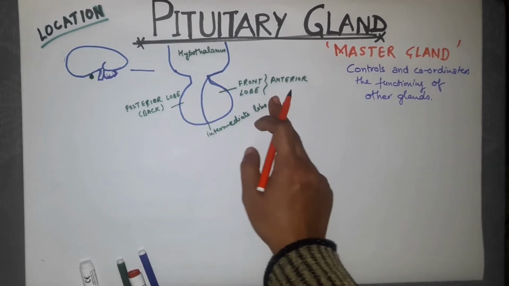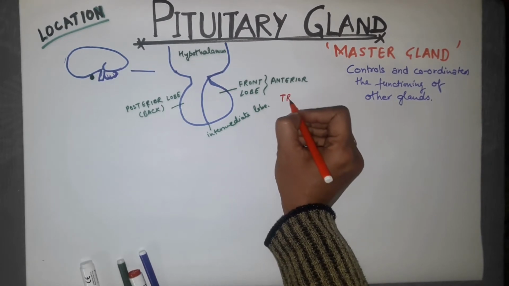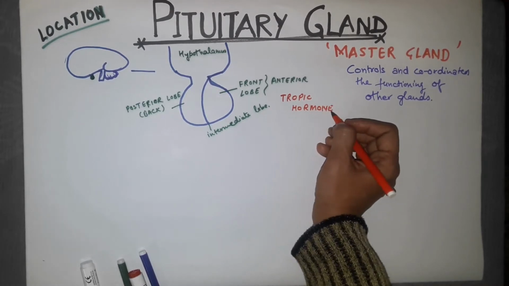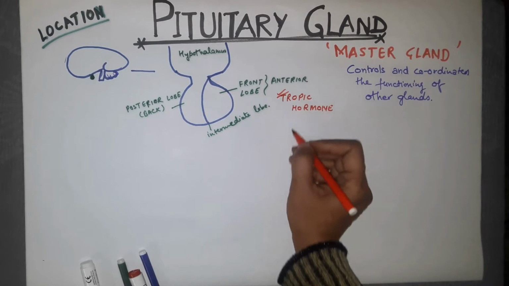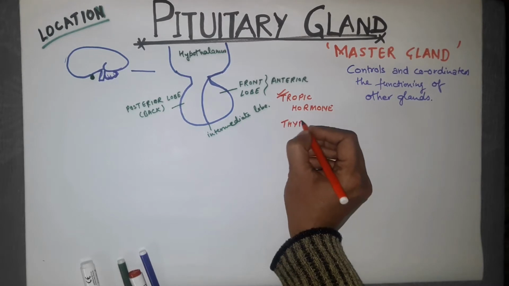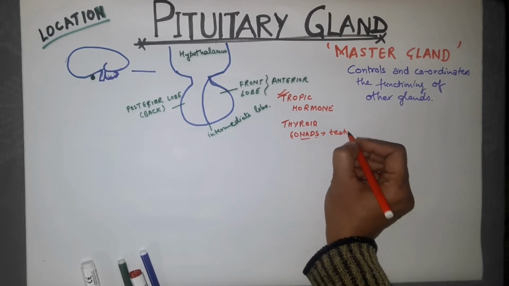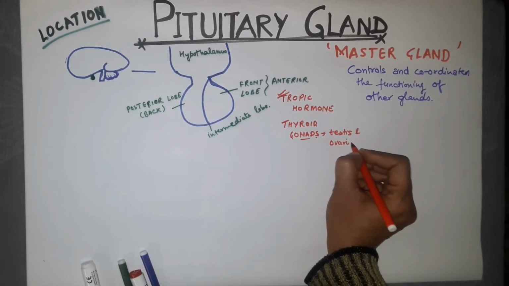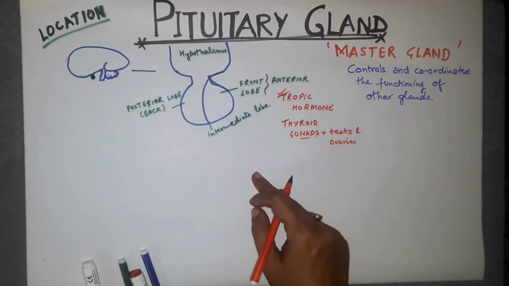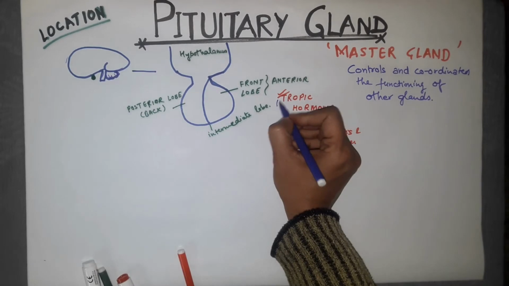Now this anterior lobe, we are talking about the anterior lobe of the pituitary gland, will secrete the hormone called the tropic hormone. This tropic hormone will regulate the secretion of the thyroid gland, which you have already studied, and also the gonads, the structures that are the testis and the ovaries. So here you can see that the testis and ovaries secretion and the thyroid gland secretion will be controlled by the tropic hormone. Now this one is the first hormone which is secreted.